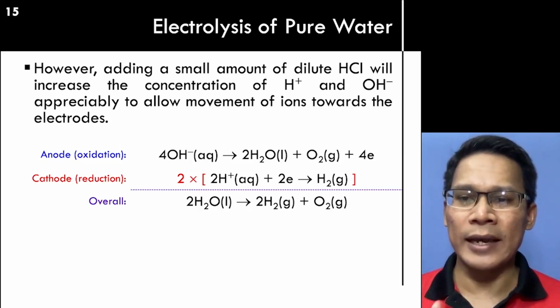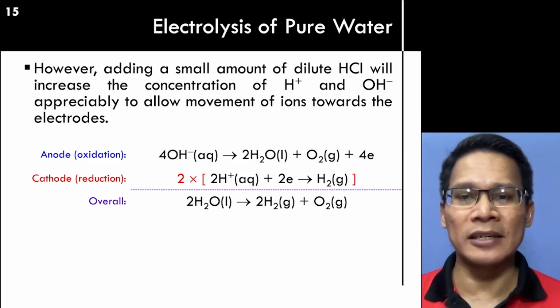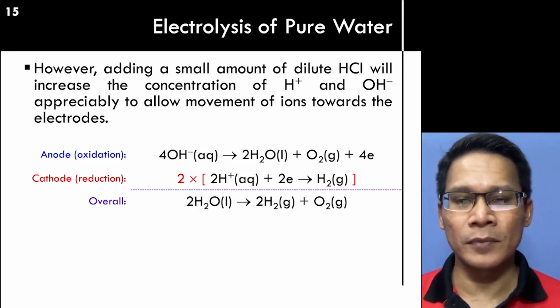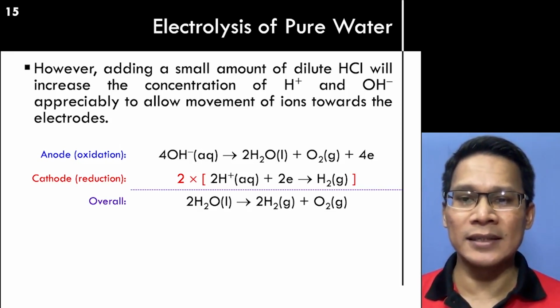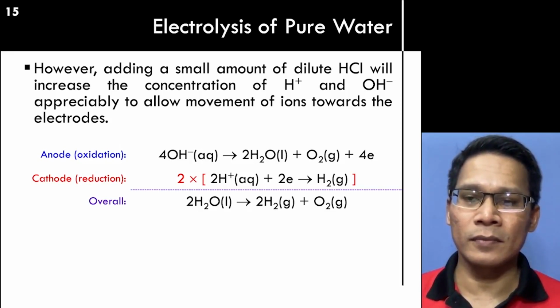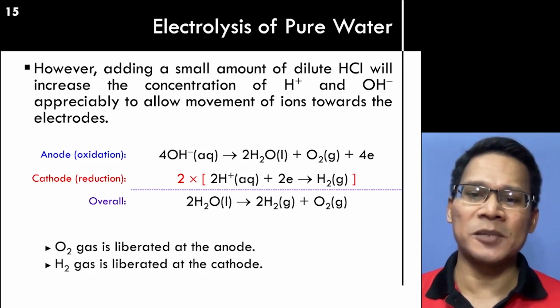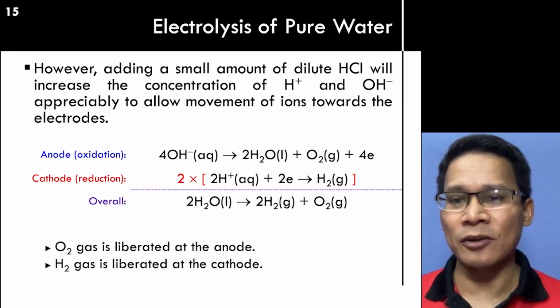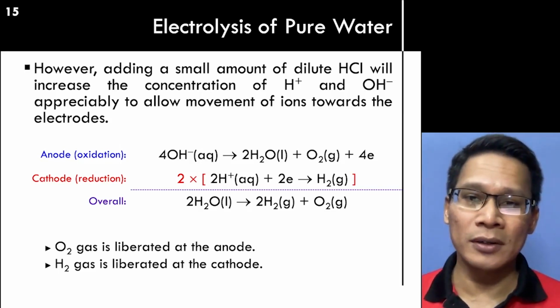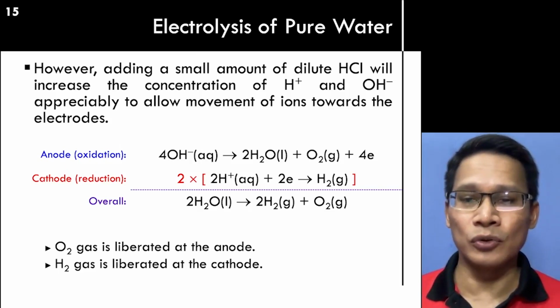Take special note of how hydroxide ions are discharged at the anode. You will be wise to remember this half reaction, as this is a very common redox reaction. If you have done this experiment in school, you probably remember that oxygen gas is formed at the anode and hydrogen gas is formed at the cathode at a ratio of 1 to 2.